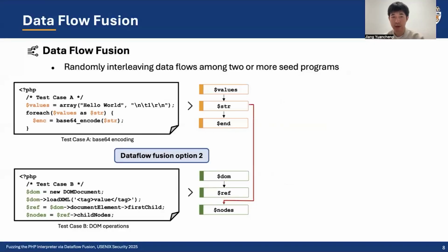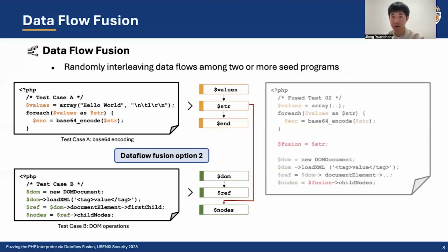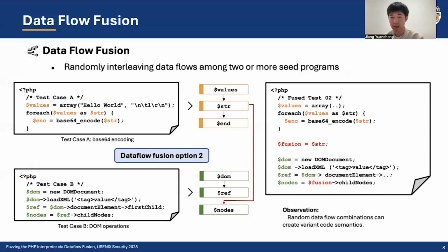Let's try another data flow fusion option. In this way, you can see we connect the second variable in test case A to the last variable in test case B. So random data flow combinations can create variant code semantics.